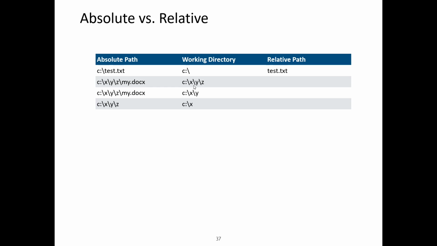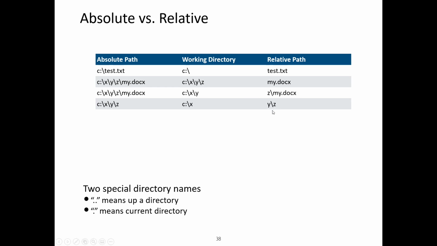If I'm in directory XYZ, I've navigated through Finder and found that particular spot, and I see that my file is in directory XYZ. All I need to do there is type my doc, and I'm good to go. If, however, I'm one level up in the directory tree, sitting at directory XY, and my file is actually at XYZ my doc, what I'm going to need to do is type Z/my doc. Let me see if I can just bring this up. Yep, directory Z/my doc to get to that location.